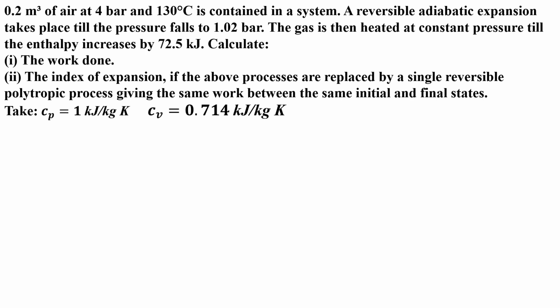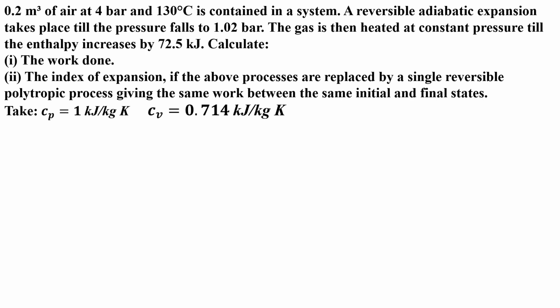Calculate the work done and the index of expansion if the above processes are replaced by a single reversible polytropic process giving the same work between the same initial and final states, and consider the Cp value equal to 1 kilojoule per kg Kelvin and Cv equal to 0.714 kilojoule per kg Kelvin.